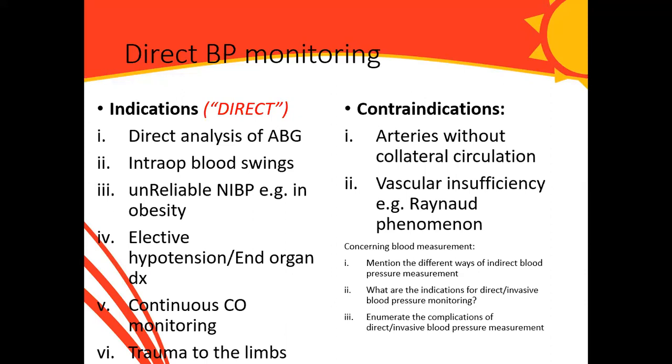Contraindications: you don't cannulate an artery without collateral circulation. And in patients that have vascular insufficiency, you don't want to put a catheter in those vessels. As an example, patients with Raynaud's phenomenon.